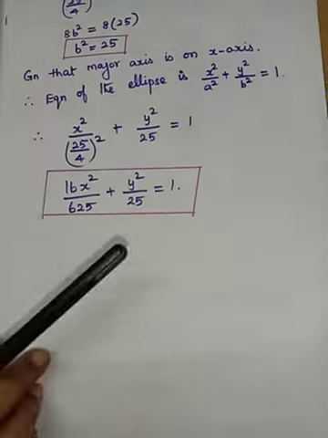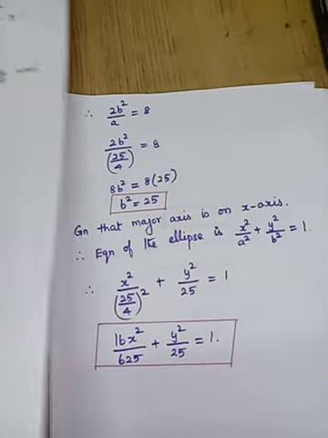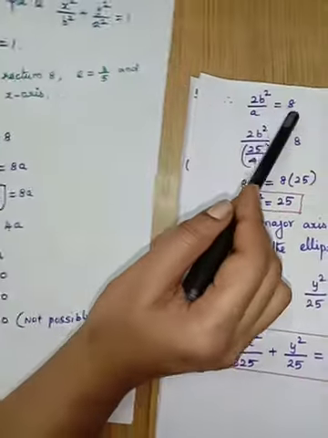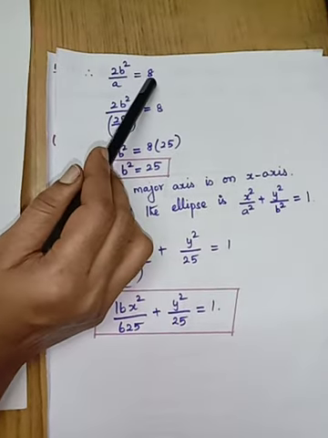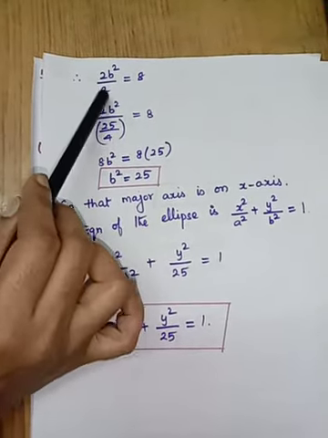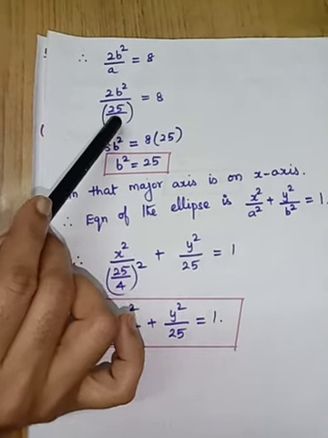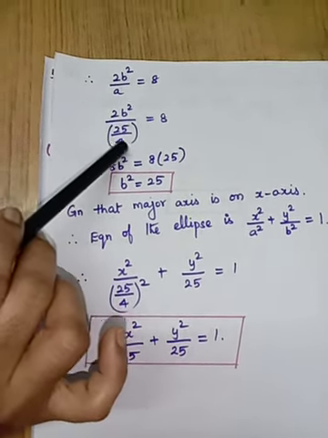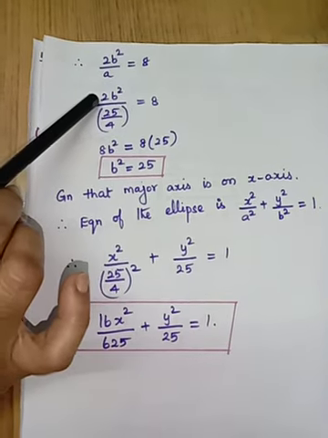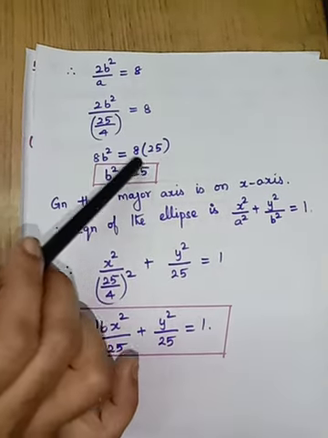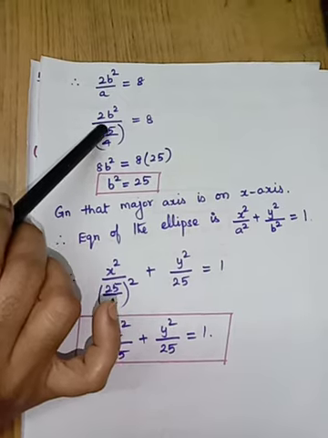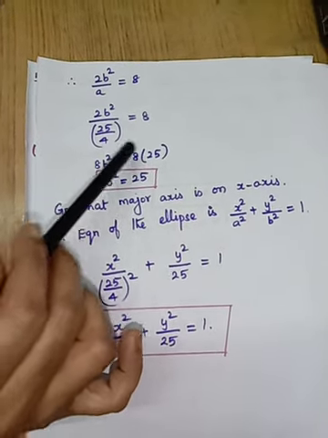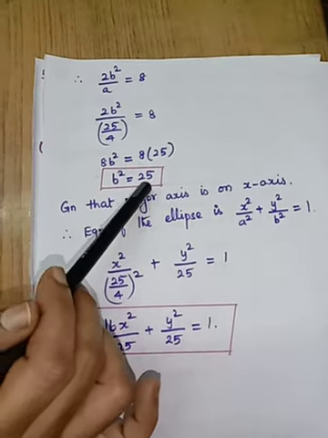Now the next one. We know the result from the start, 2b squared by a is equal to 8. Here the a value has to be substituted. a is 25 by 4. This 4 will go to the numerator, so 4 twos are 8. This 8 and this 8 get cancelled. So the 25 is in the denominator. When you go to the right side, it is 25. 8 into 25, 8 gets cancelled, so b squared is equal to 25.